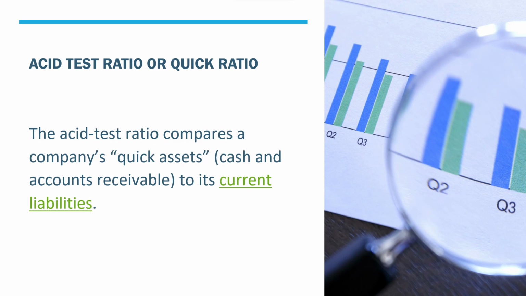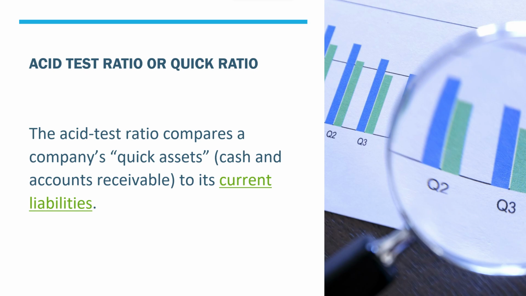What is an asset test ratio? The asset test ratio compares a company's quick assets, that is, cash and accounts receivable. Quick would imply that it can be quickly converted into cash. Cash itself is cash, and accounts receivable can be converted into cash fairly quickly. So, asset test ratio compares the company's quick assets to its current liabilities. It is one of the six basic calculations used to determine short term liquidity, that is, the ability of a company to pay its bills as they come due. The asset test ratio is considered the most stringent calculation of short term liquidity.